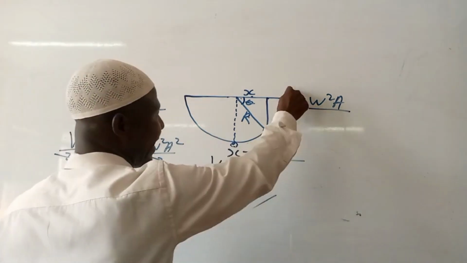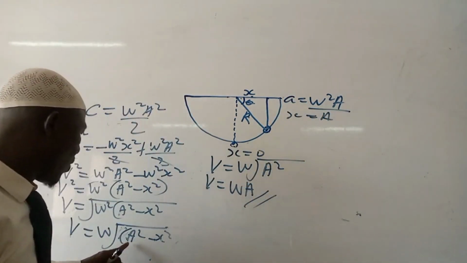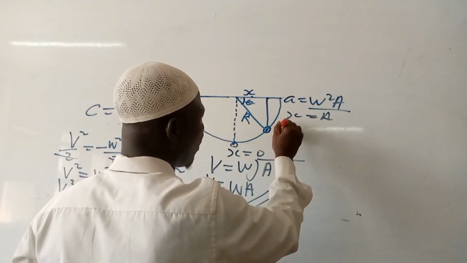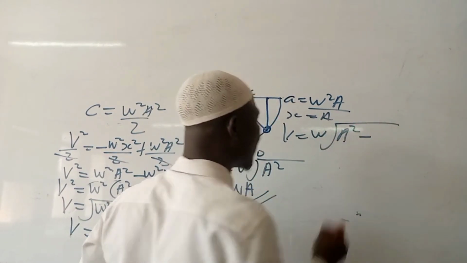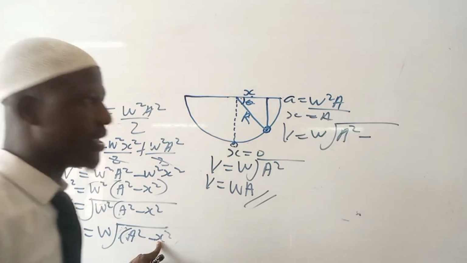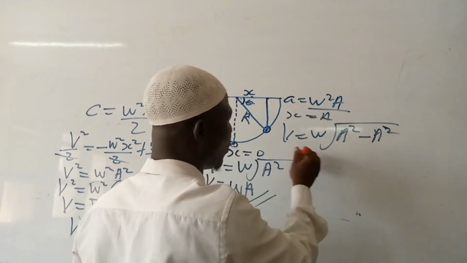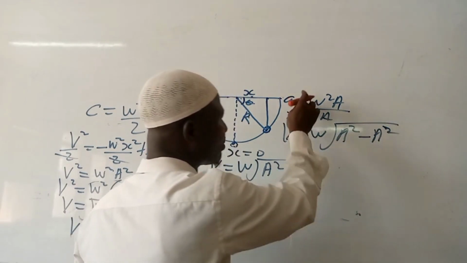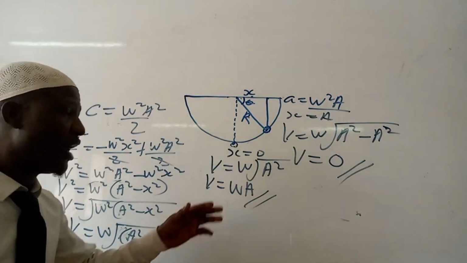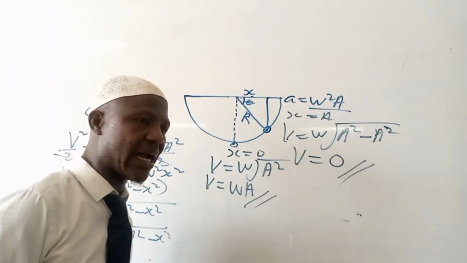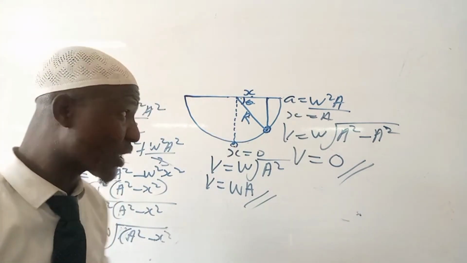Then at this end, don't forget that our x is equal to a. Now, when you substitute, we are going to have v is equal to omega square root of a square minus a square. Then a minus a will give you 0. So at the end of the day, our v at maximum displacement here will become 0. Though we are going to solve questions on this in the next video. So at this maximum displacement, take note, don't make mistakes.